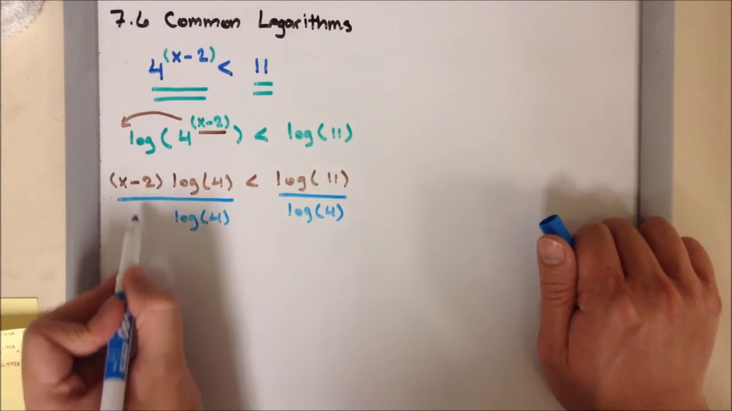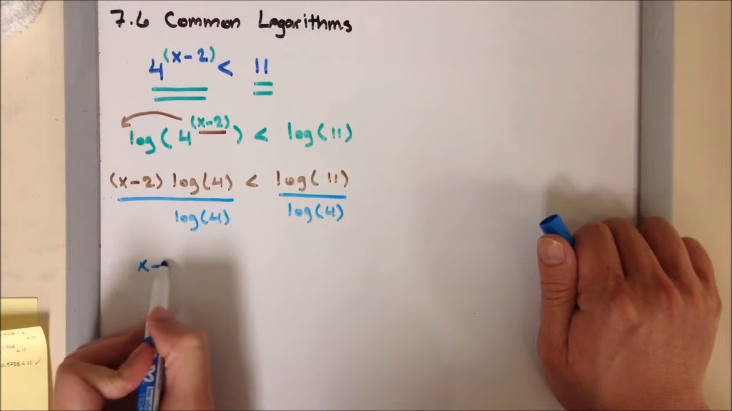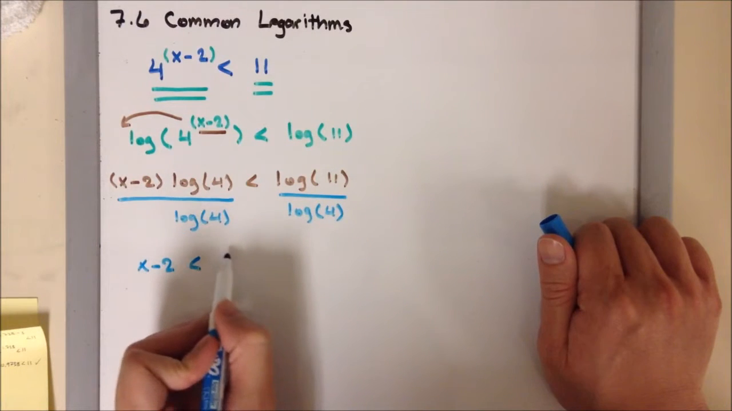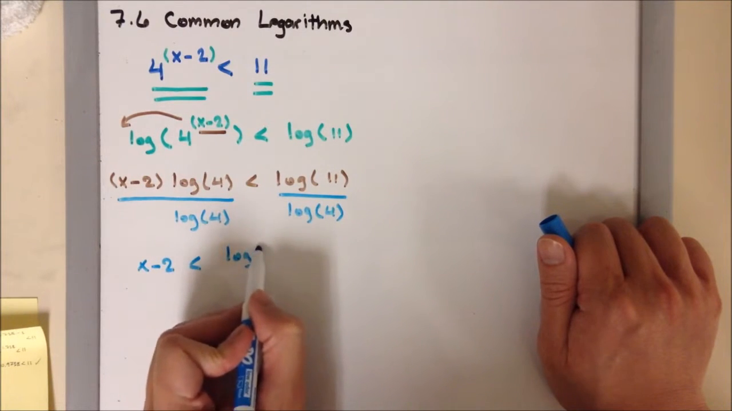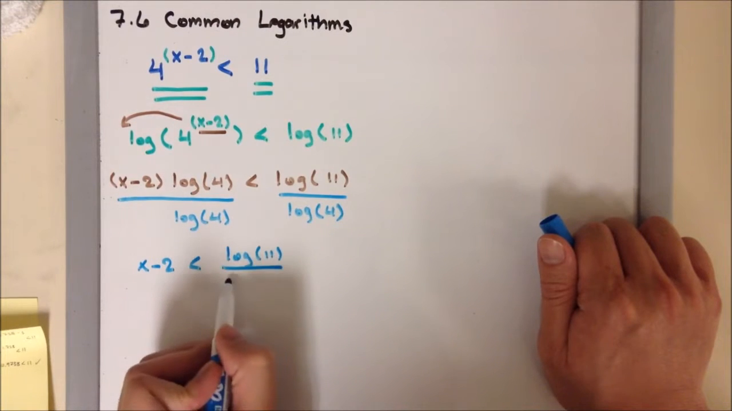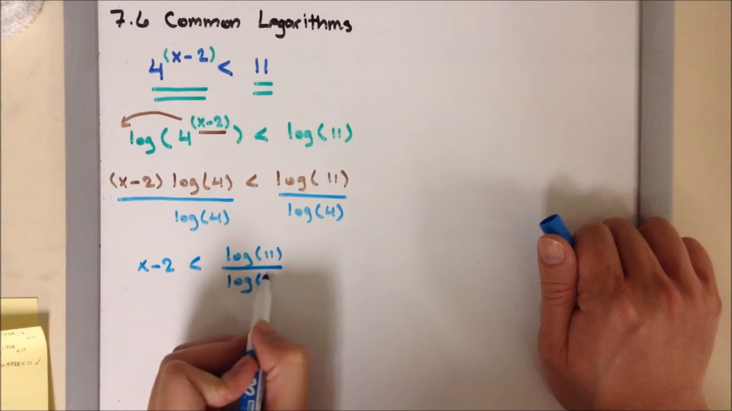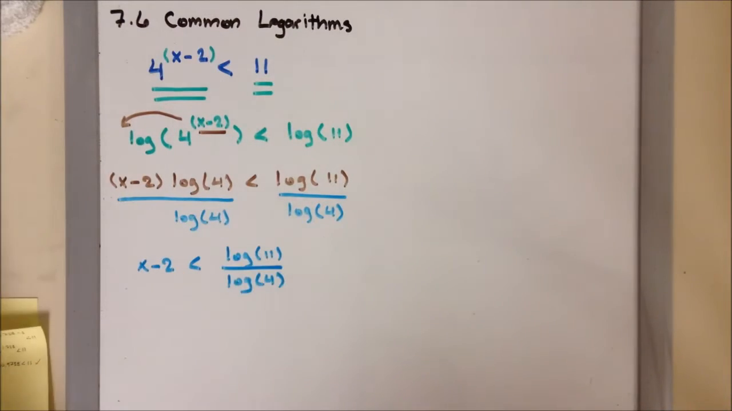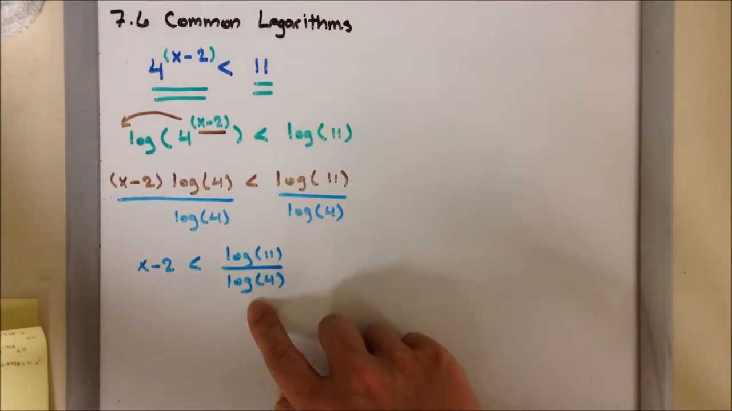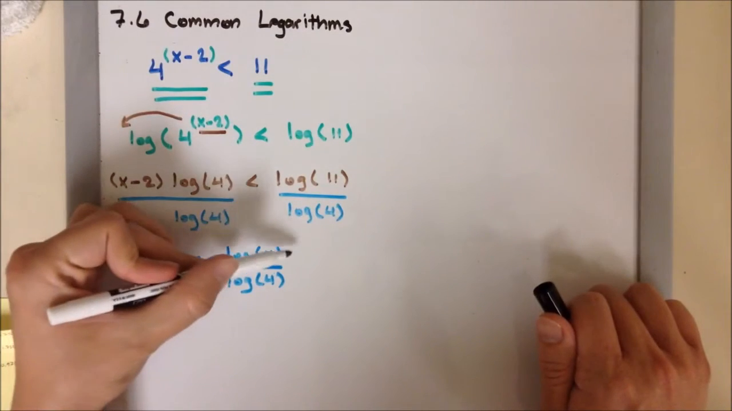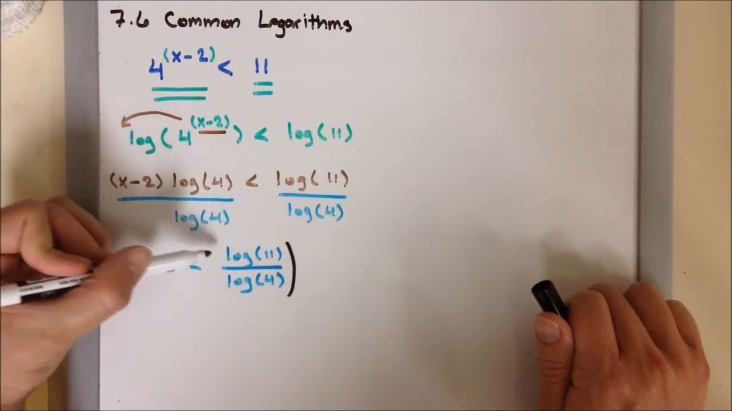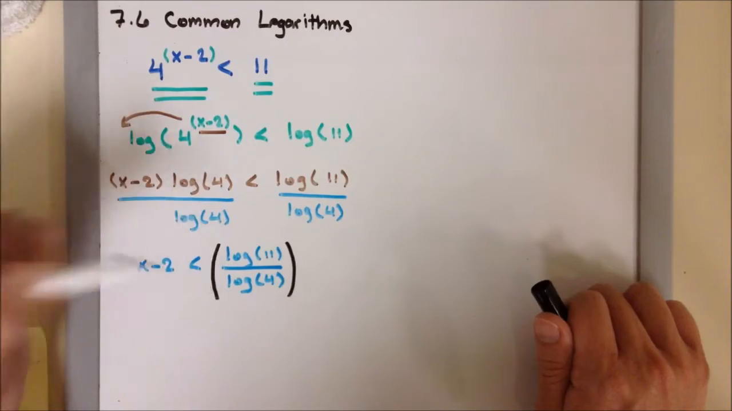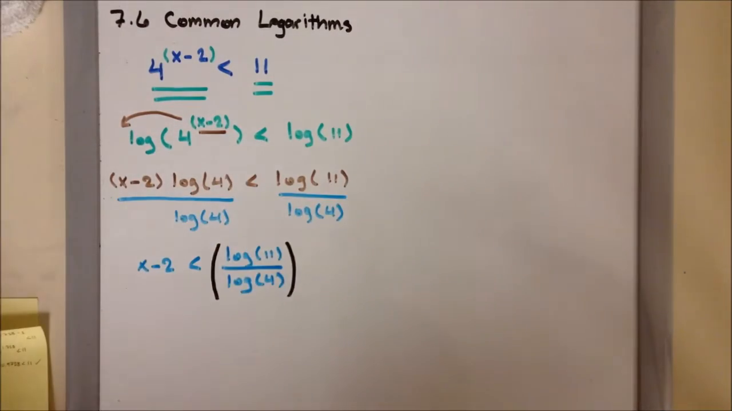So when I do that, I'm going to be left on the left side with x minus 2 less than log of 11 over log of 4. And in case you were asked to evaluate with a calculator, I'm going to put this in big parentheses, and you see why. It's because you're still solving for x.